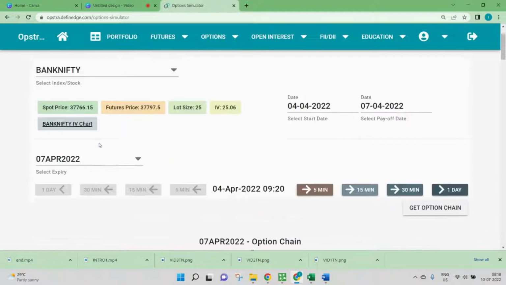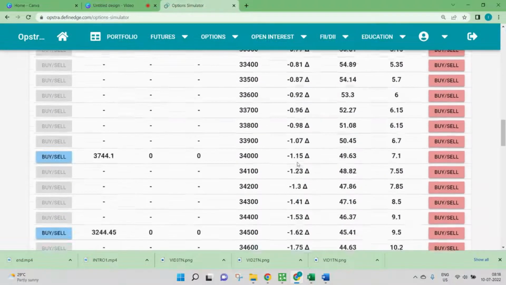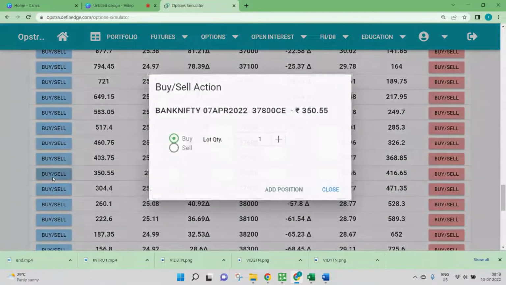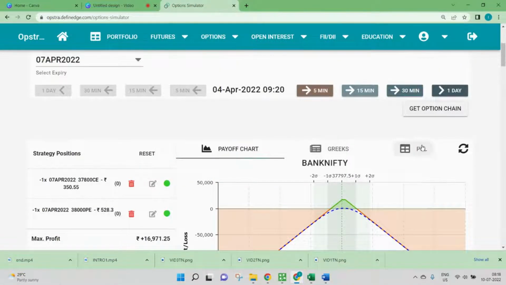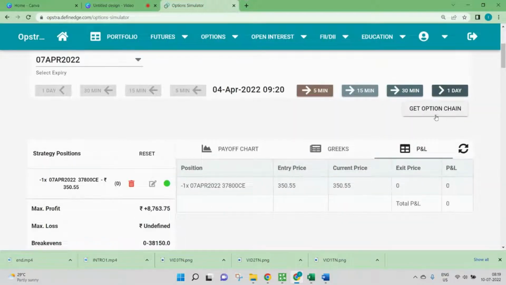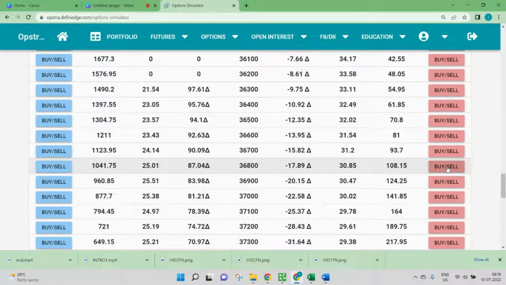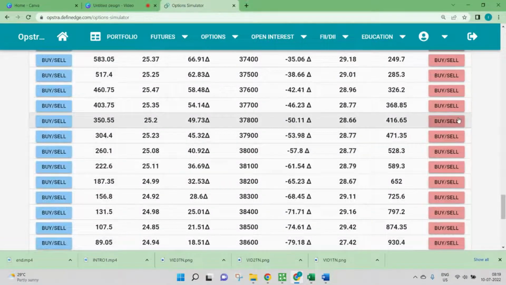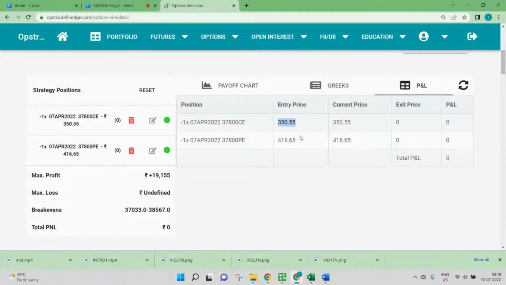So 4th morning we have ATM at 37,800. Sell 37,800. Sorry, I sold it wrongly actually. We sold wrongly, one second. We have to sell 37,800 only. So our sold premiums are 350 and 416.